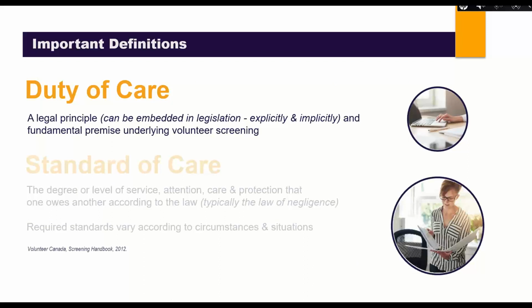So before we get further, we want to give an overview of the definitions that we might be using, and that has relevance for some of the screening practices and policies we're going to be talking about. So the first definition we want to go over is duty of care. Duty of care is a legal principle and the fundamental premise underlying volunteer screening.